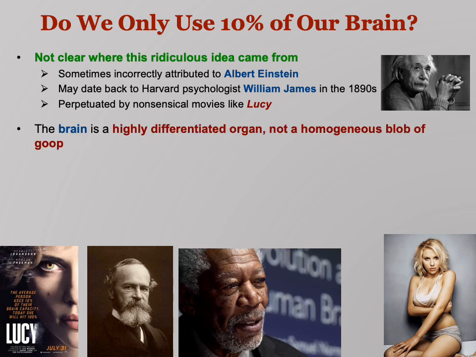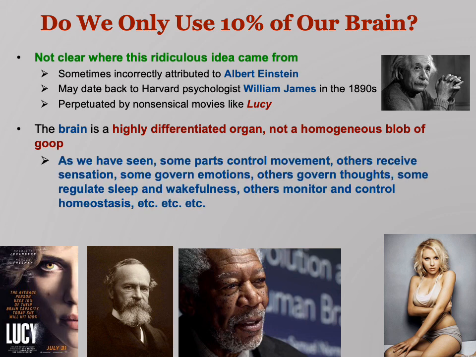The brain is a highly differentiated organ, not a homogeneous blob of goop, as we've seen all the way through. Look at all the nuclei of the thalamus, the nuclei of the hypothalamus, all the different areas in the cortex, the sensory areas, the motor areas, the association areas, the cerebellum doing one kind of thing while the brainstem does something different, while the diencephalon does something different. For God's sakes, different parts of the brain do different things. They control movement, others receive sensation, they govern emotions, thoughts, regulate sleep and wakefulness, others monitor control of homeostasis and so on. Look, we use pretty much all of our brain pretty much all of the time.